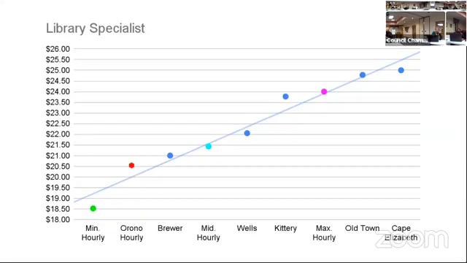A library specialist would be our youth services librarian, our circulation manager, essentially our full-time program related individuals. When we look at this, we see that Orono isn't quite up to mid-hourly.